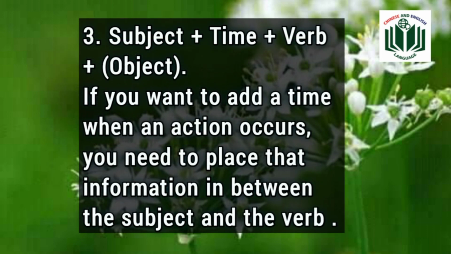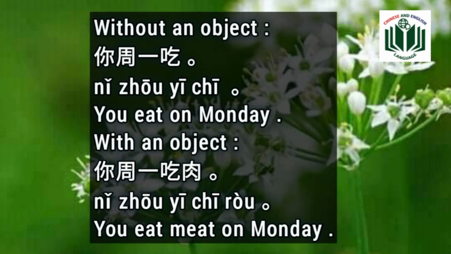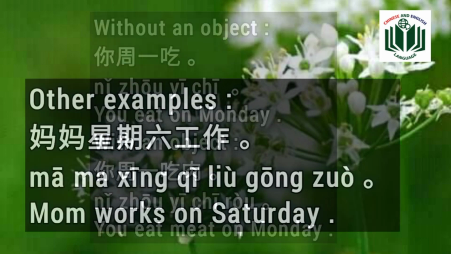3. Subject plus time plus verb plus object. If you want to add a time when an action occurs, you need to place that information in between the subject and the verb. Without an object, 你周一吃 you eat on Monday. With an object, 你周一吃肉 you eat meat on Monday.